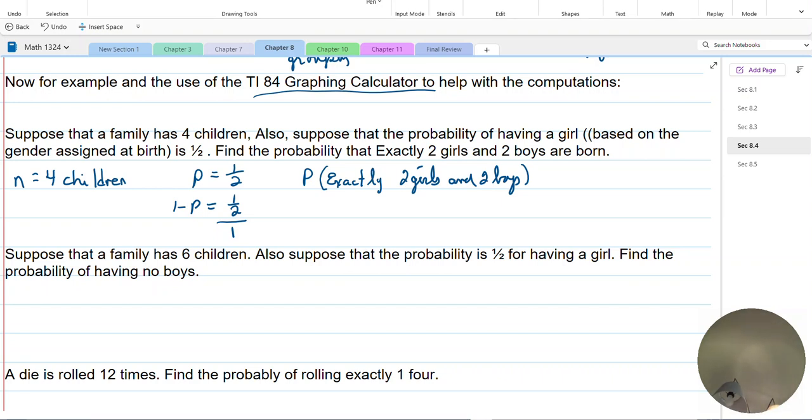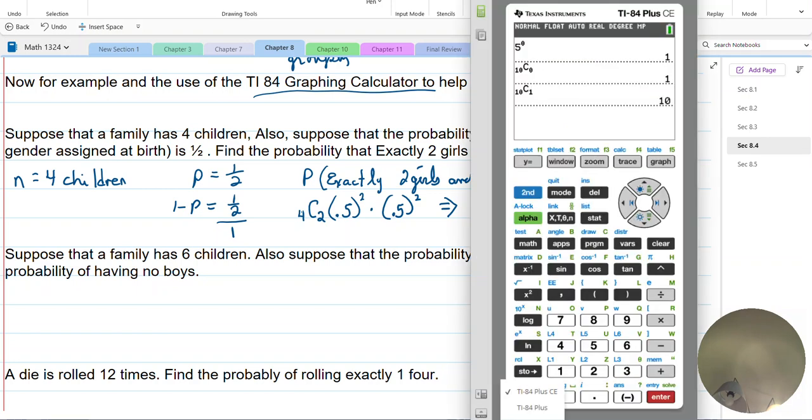So now we're going to construct our problem. We have 4 choose 2 girls, times the probability of a girl to the second, times the probability of a boy to the second. This is our problem. So now we're going to use our calculator.